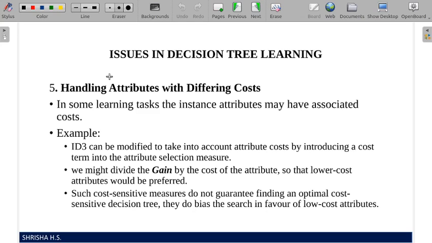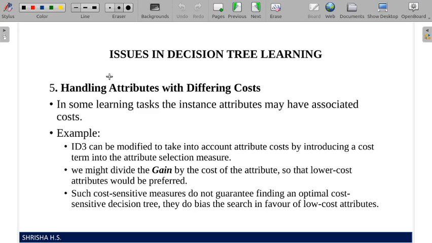How can we do that? Simply divide the gain by the cost. If the cost is more, then the gain to cost ratio will come down, and if the cost is less, then the gain to cost ratio will go up. Whichever has the highest gain to cost ratio, use that one.